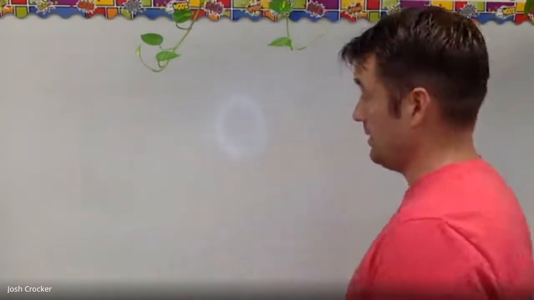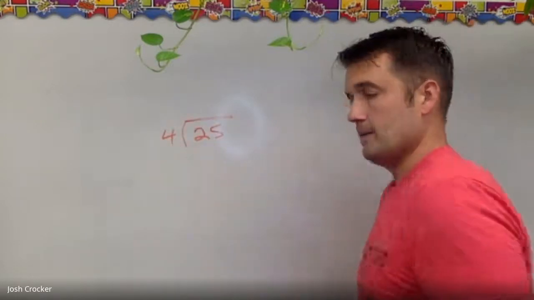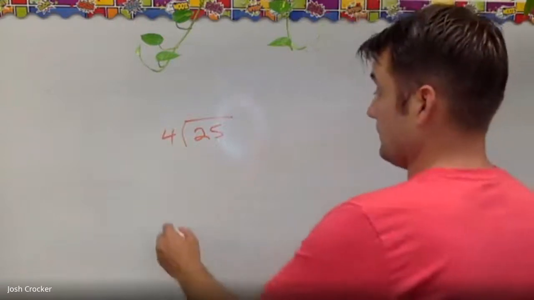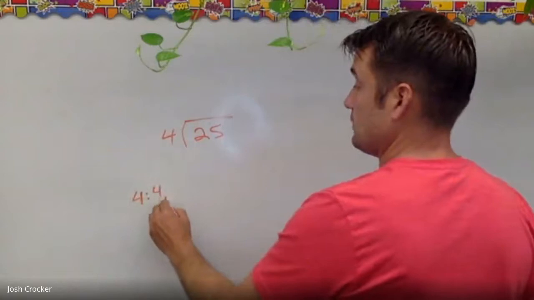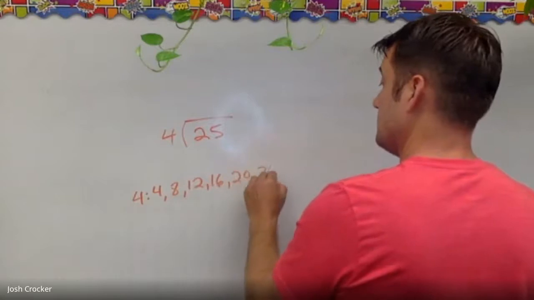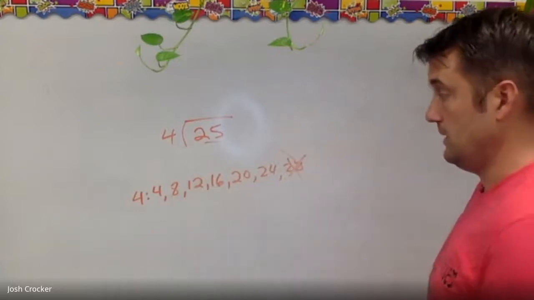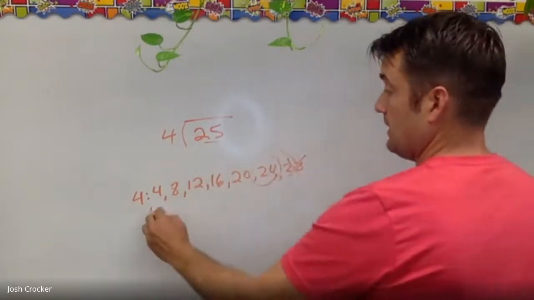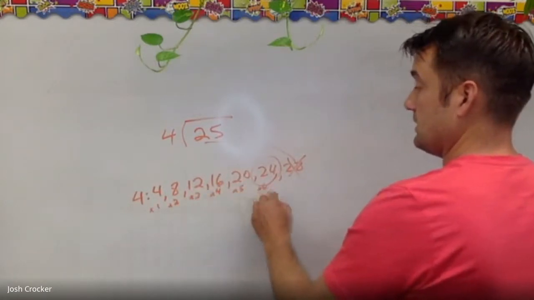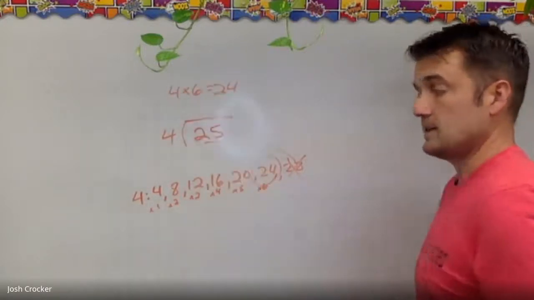One more. 25 divided by 4. Okay, so I'm thinking by fours now. So 4s. 4 times 1 is 4, 8, 12, 16, 20, 24, 28. Okay, I've gone over. That's over. This is as close as I'm going to get. Times 1, times 2, times 3, times 4, times 5, times 6. So 4 times 6 is 24. That's the fact that I'm using.